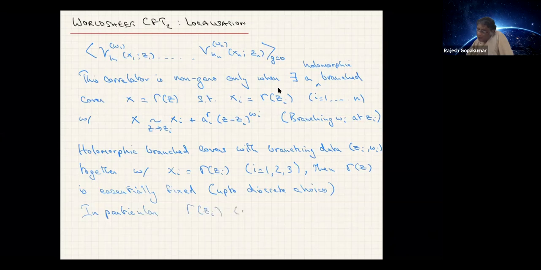In particular, gamma of zi for the remaining points, i equal to 4 up to n, are fixed. So we don't have any freedom in choosing those. So when I said that the correlator is non-zero only if xi is equal to gamma of zi, that's a very strong condition. Because if I am given all this branching data, the zi and the wi, I can fix up to 3 points in the target space, but the remaining ones are essentially fixed. These gamma of zi's are fixed. So the statement that this correlator is non-zero means that it's non-zero only if this relation holds between the coordinates and between the two different labels in these vertex operators for all n.